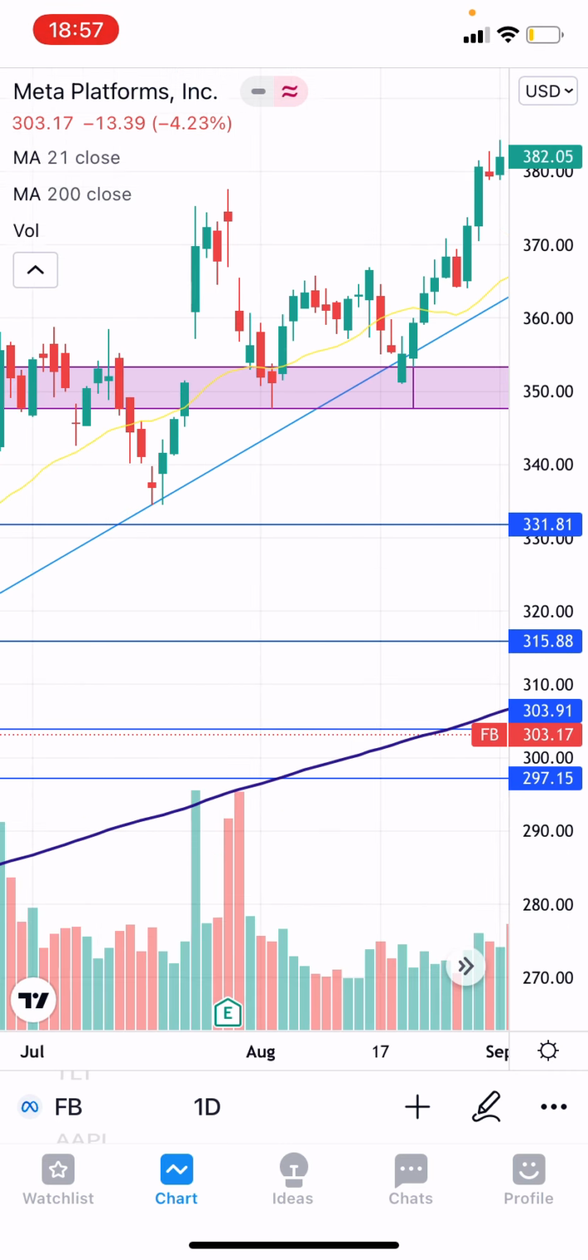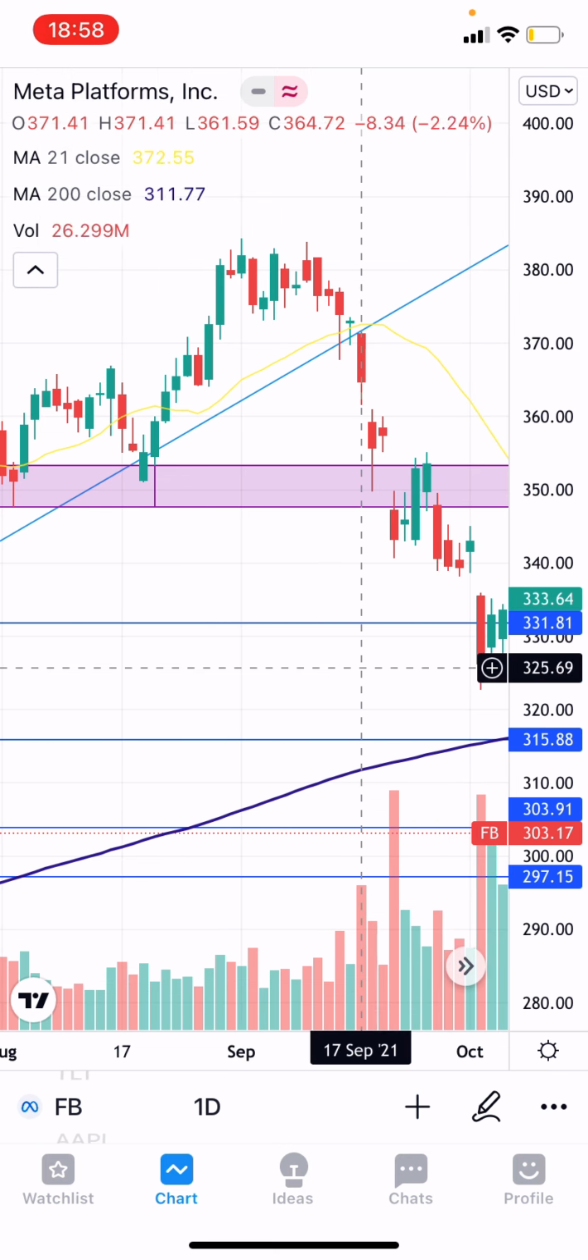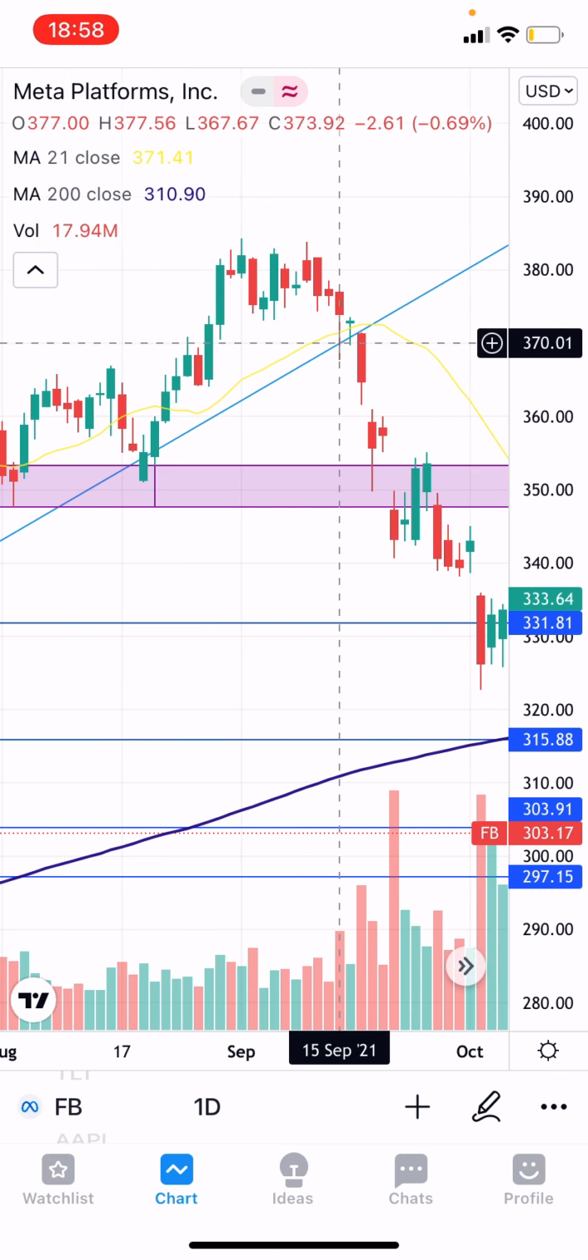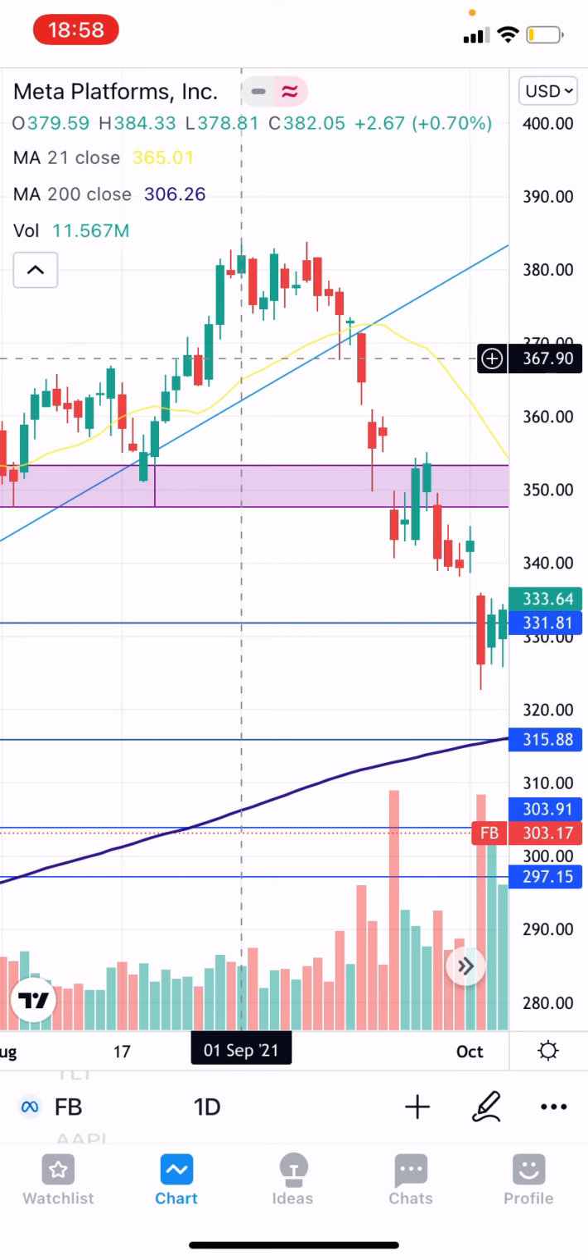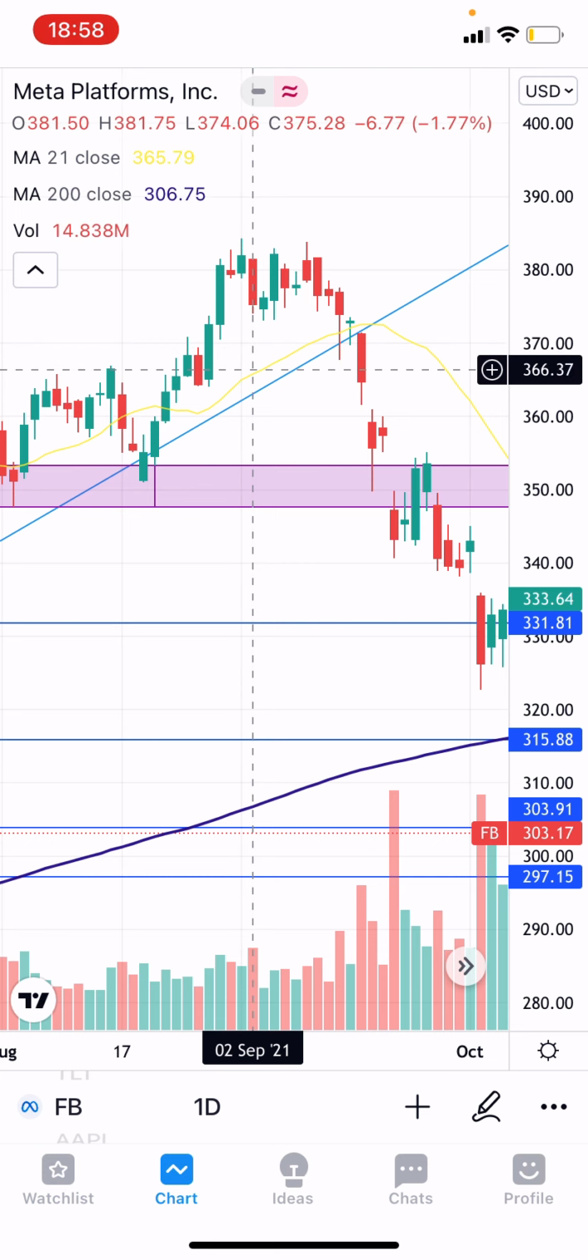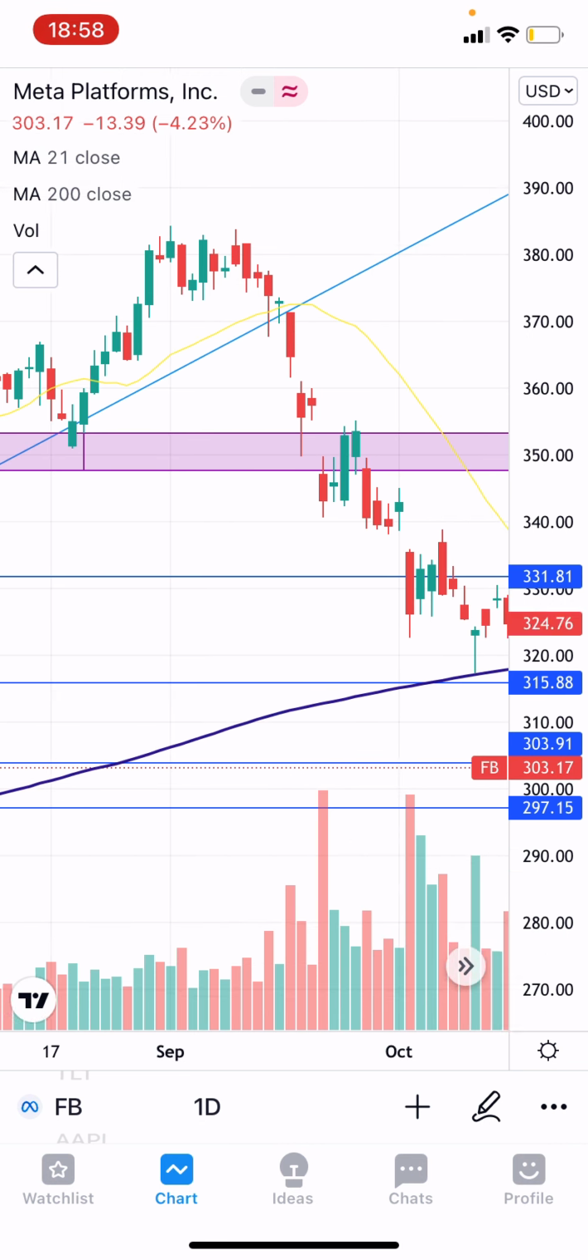Now you could have tried to enter here, right? Taking a long here because we're back at this trend line, and you did see a little bit of a reaction intraday from those levels. You also have support in this area right here, but we just busted right below that area.